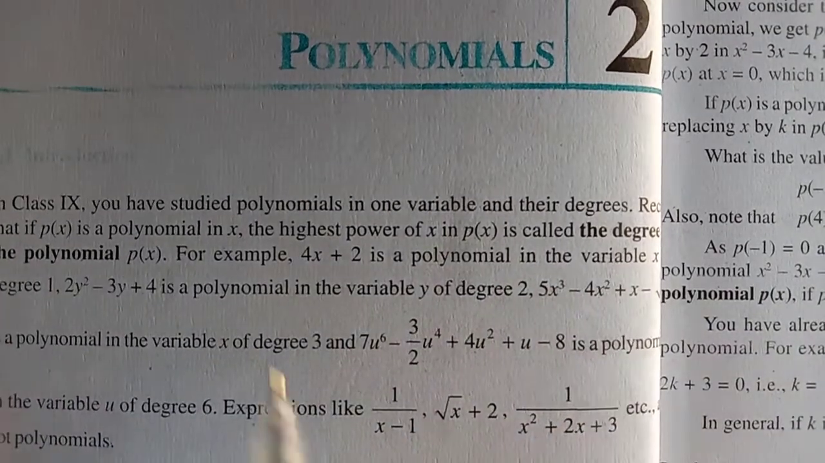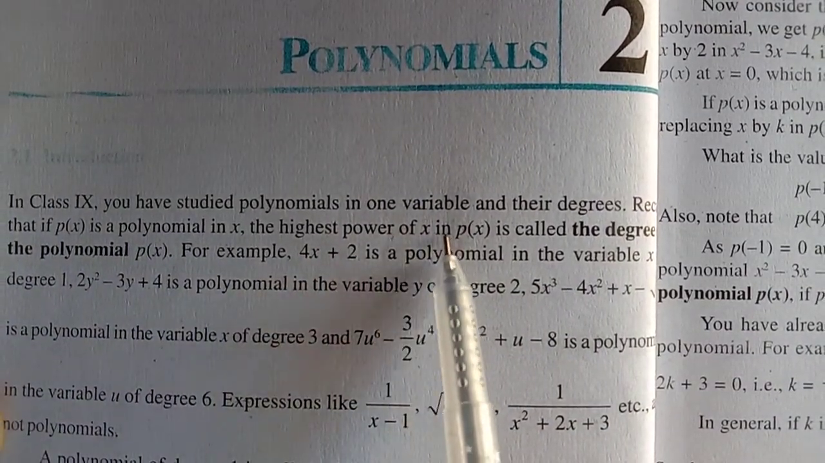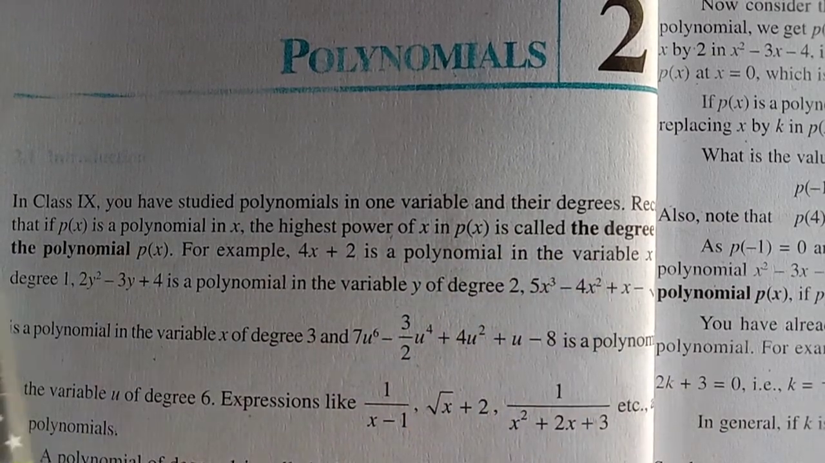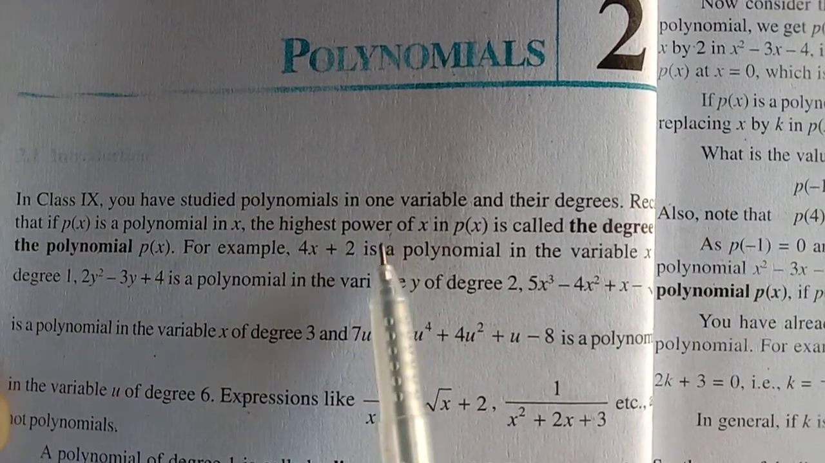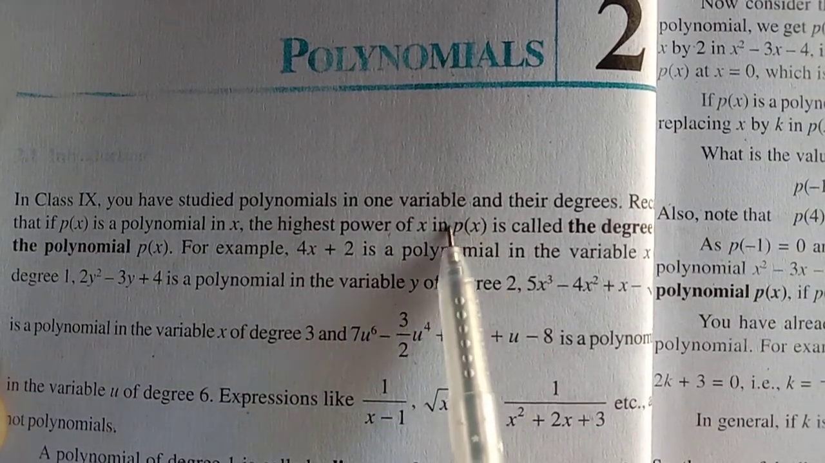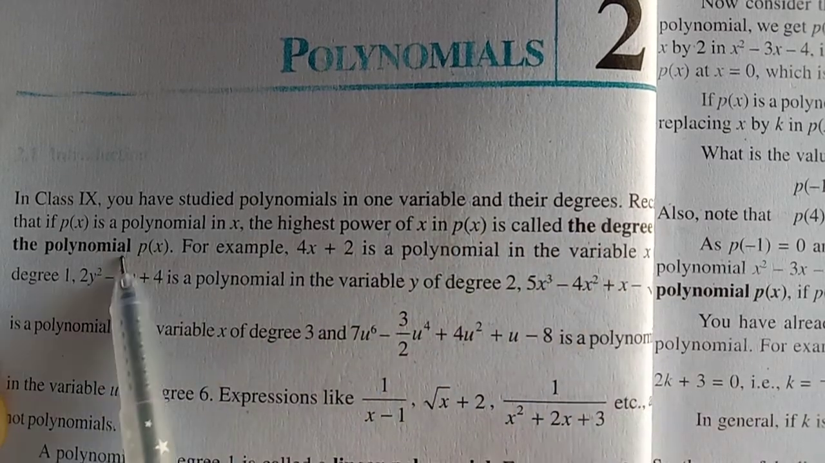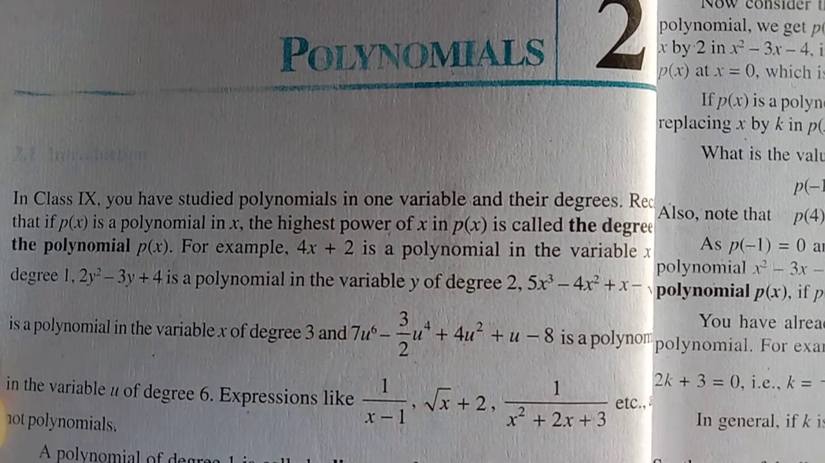They have given here: the highest power of x in P of x is called the degree of the polynomial. Just as I told you, when a polynomial in x is there, whichever is the highest power, that is called the degree of the polynomial. Okay, students, I hope you understood this one.